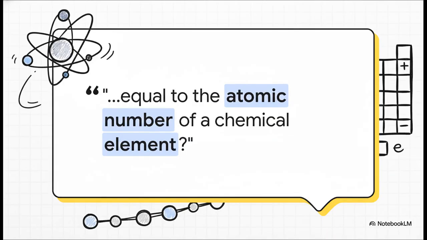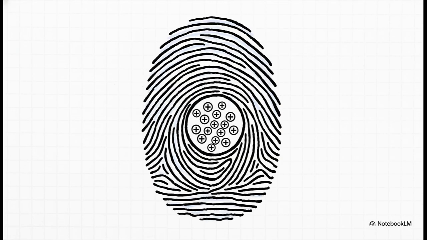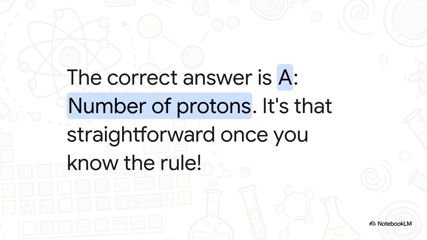Look, this question is really just a straightforward vocabulary check. It's asking for the definition of atomic number, plain and simple. And like we just talked about, the atomic number is the unique fingerprint for every element. And what is that fingerprint? It's the number of protons. The 2 terms literally mean the exact same thing. And that means the correct answer here is A, the number of protons. See, once you know that one rule, questions like these become so much easier to figure out.